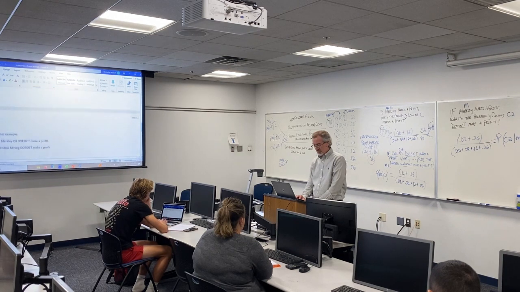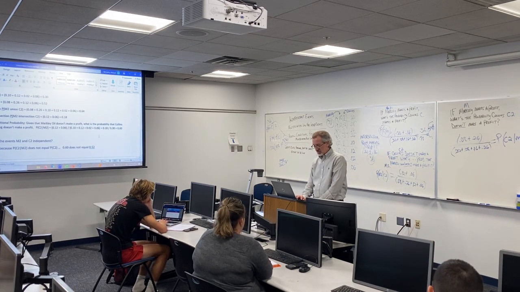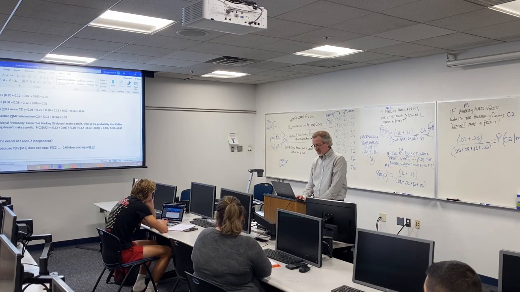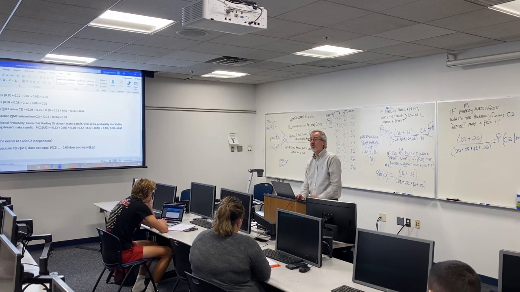If you notice, I proved it a second way. I took the conditional probability, given that Markley Oil doesn't make a profit, what's the probability Collins Mining does? And that conditional probability is right here, 60%. And I compared it to the probability of Collins Mining not making a profit all by itself, which is 52%. So using that rule proves these two are not independent. Whichever way you find easiest is the way you're going to use.